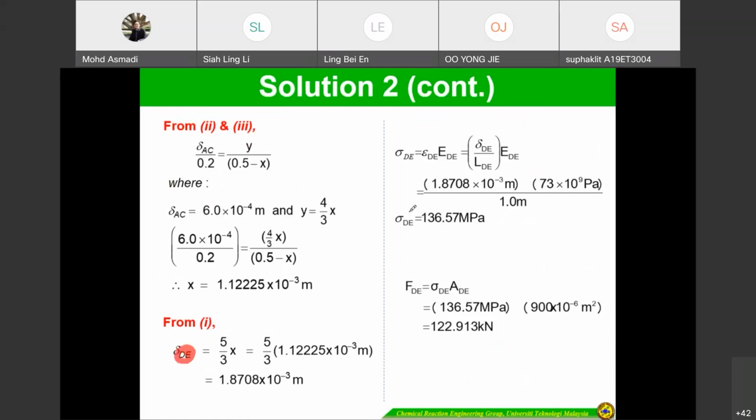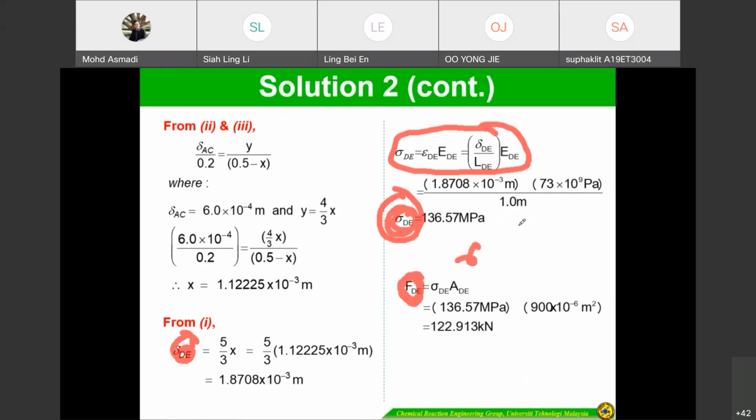And then we can determine sigma DE because we know the deflection, right? So if you rearrange these equations, you can get the sigma. And then you can determine the force for this one because sigma is equal to F over A. So just rearrange and you can get it.